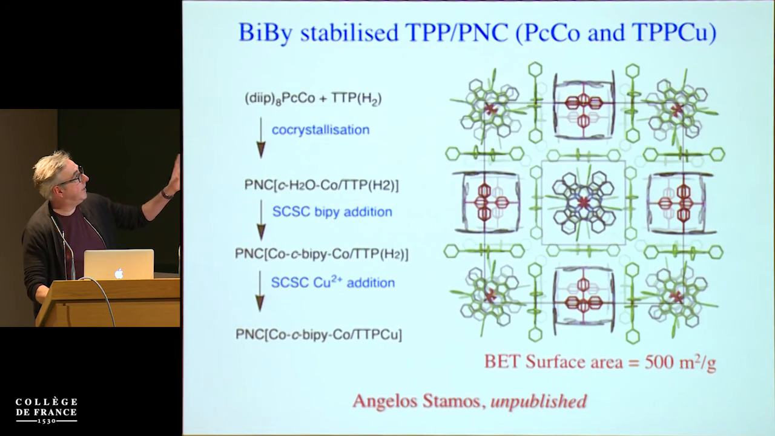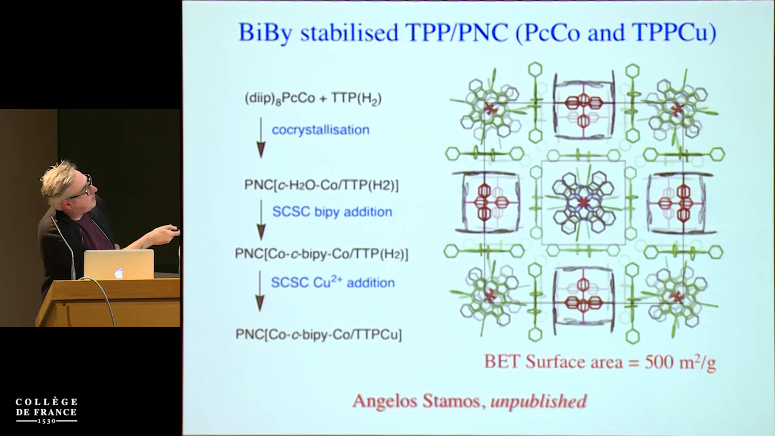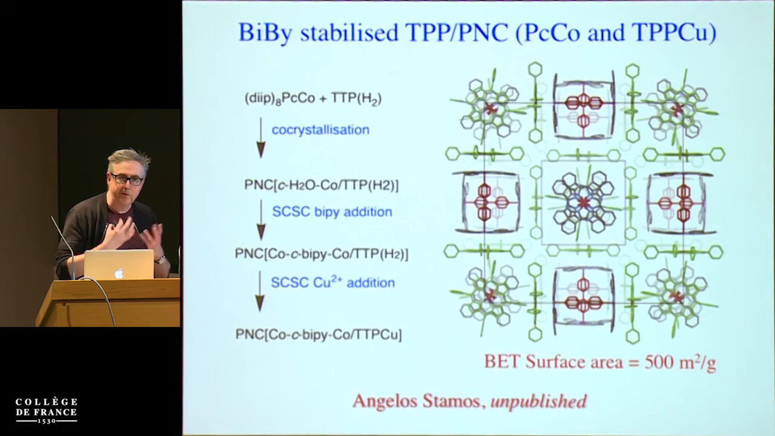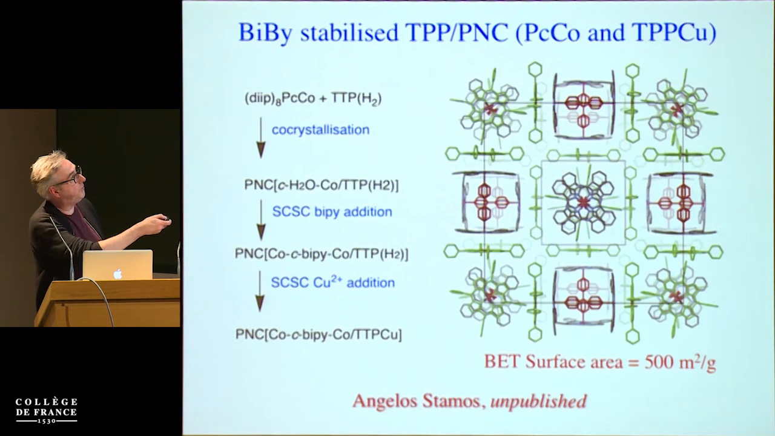So this is the last example. We've co-crystallized the porphyrin with the cobalt thallocyanin. Then we added the bipy, all of these single crystal transformations that stabilized the structure. Now we've added the cobalt into the porphyrins. All of these are single crystal transformations. And this whole structure here has a BET surface area of around 500 meters squared per gram.